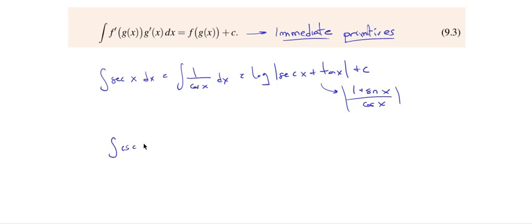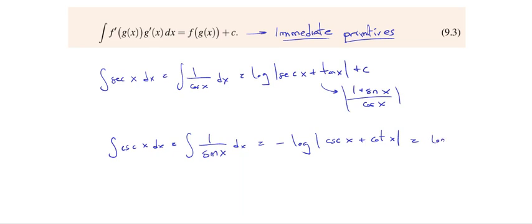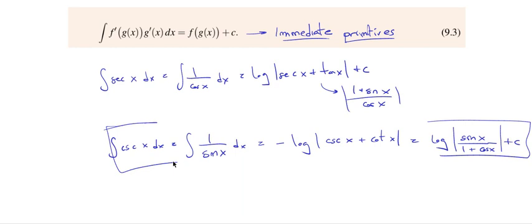And so knowing this, it's easy to see that the primitive of the cosecant, which is 1 over the sine of x, I leave it to you to try at home to prove that this is equal to the logarithm of the cosecant plus the cotangent. Or in other words, you can write it like this: the logarithm of the sine divided by 1 plus the cosine, plus c.